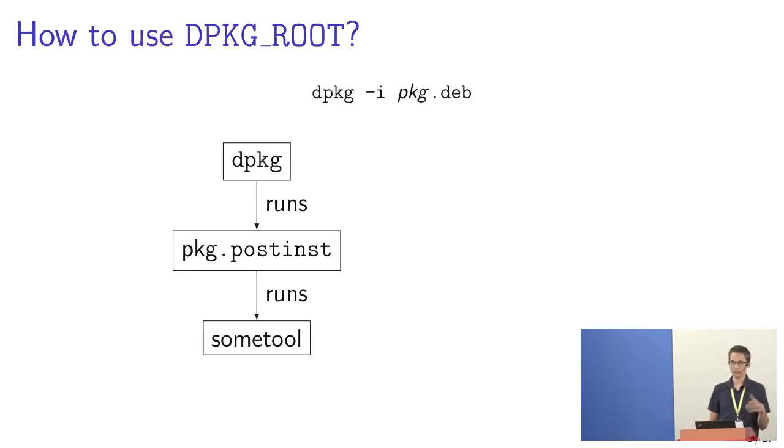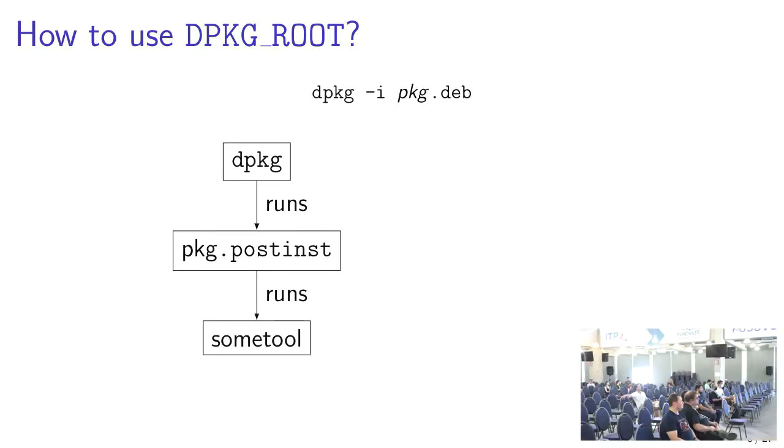So the first thing I'm going to introduce is how to actually use it. We're talking about package installation here. So I've tried to depict how that actually works. We are installing a package with dpkg -i, and it'll unpack the files somewhere, and then it'll run a maintainer script. That maintainer script may be running some tool. That's easy enough, I suppose, so let's make it a little bit more complex.